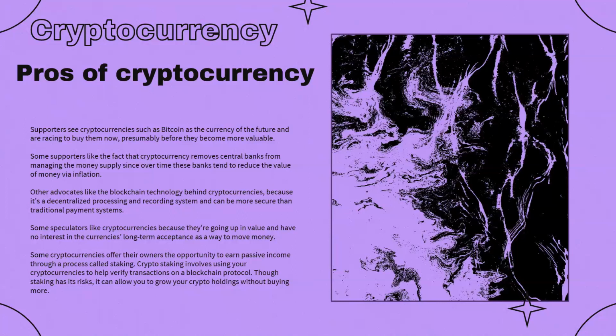So some cryptocurrencies offer their owners the opportunity to earn passive income through a process called staking. Crypto staking involves using your cryptocurrencies to help verify transactions on a blockchain protocol.